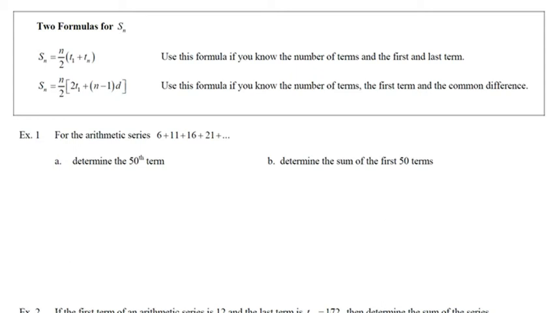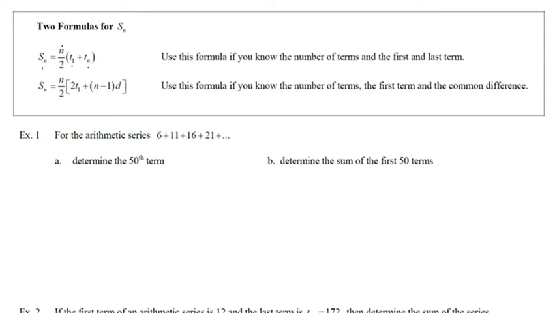Each formula has four quantities in it. The top formula has S sub n, n, T1, and Tn. If you know 3, you can solve for the fourth. So you're going to use this formula if you know the number of terms and the first and last term. Or you have to know S sub n and the first and the last term.